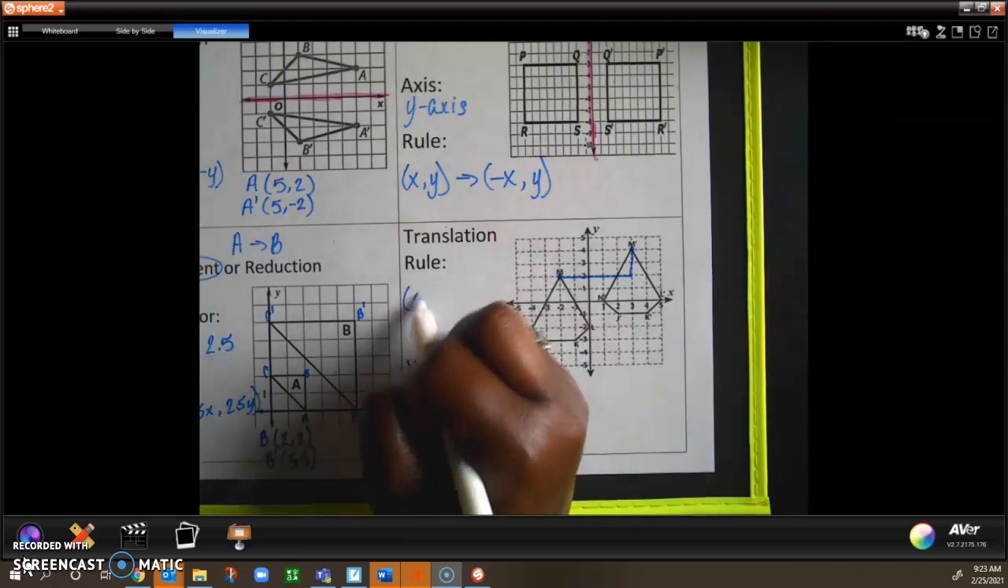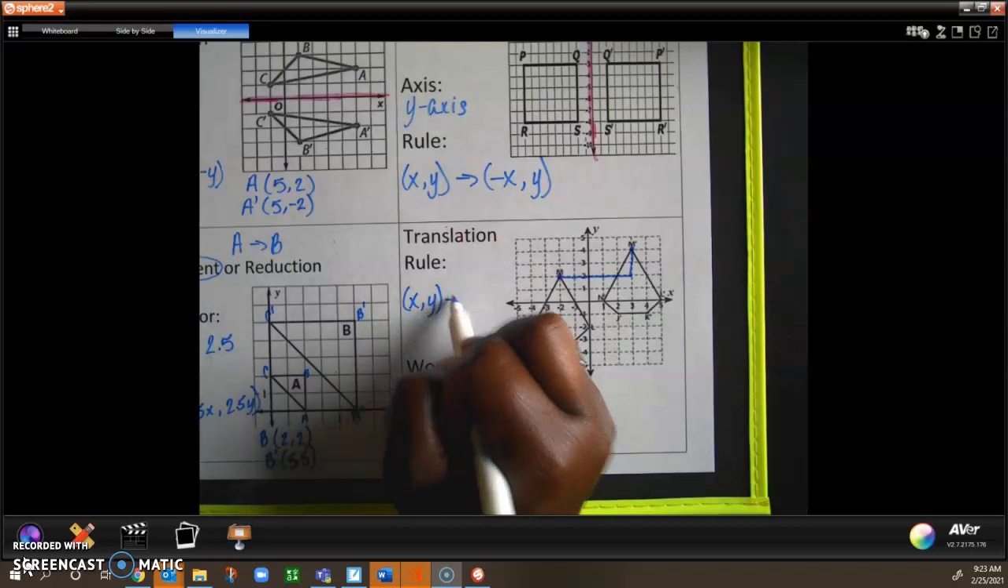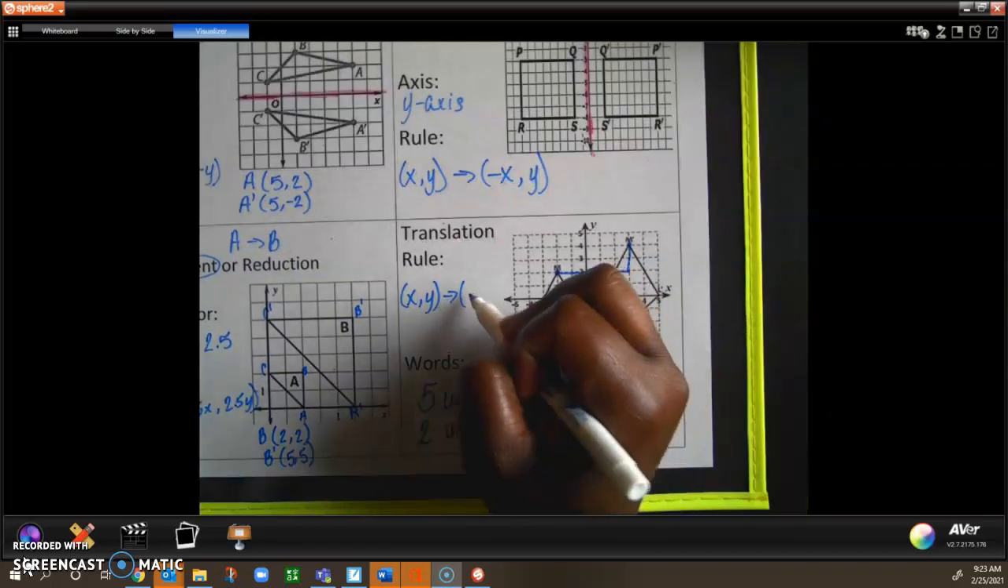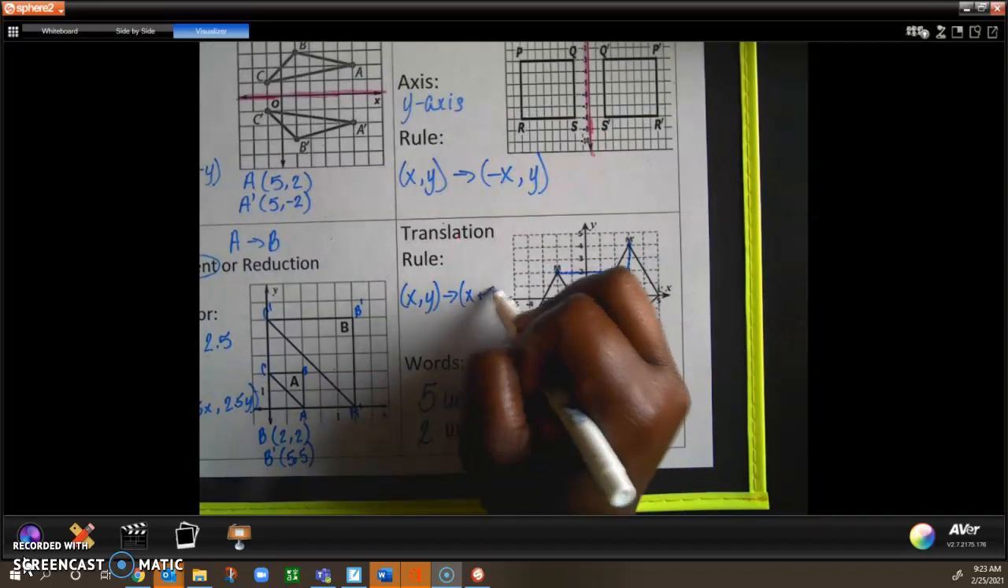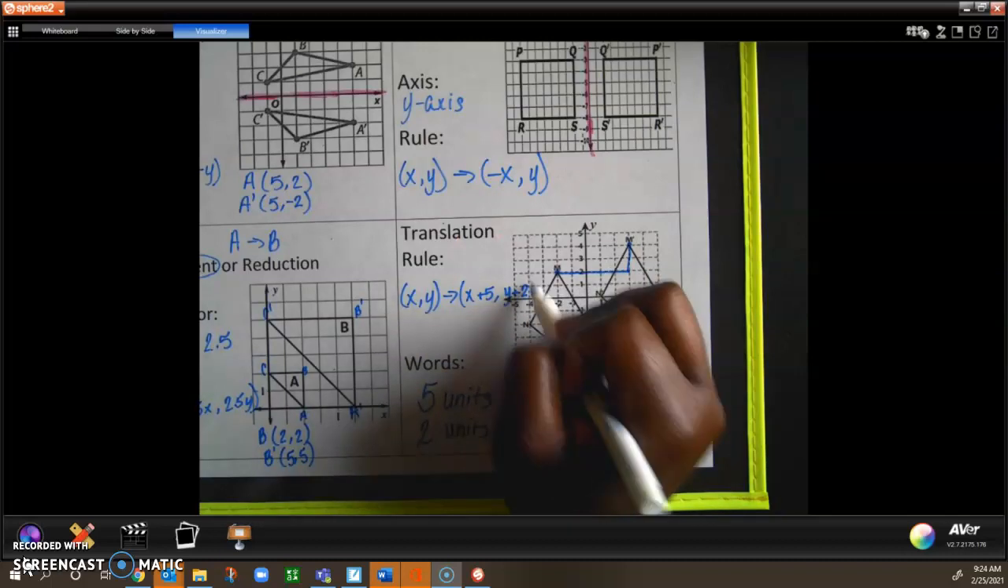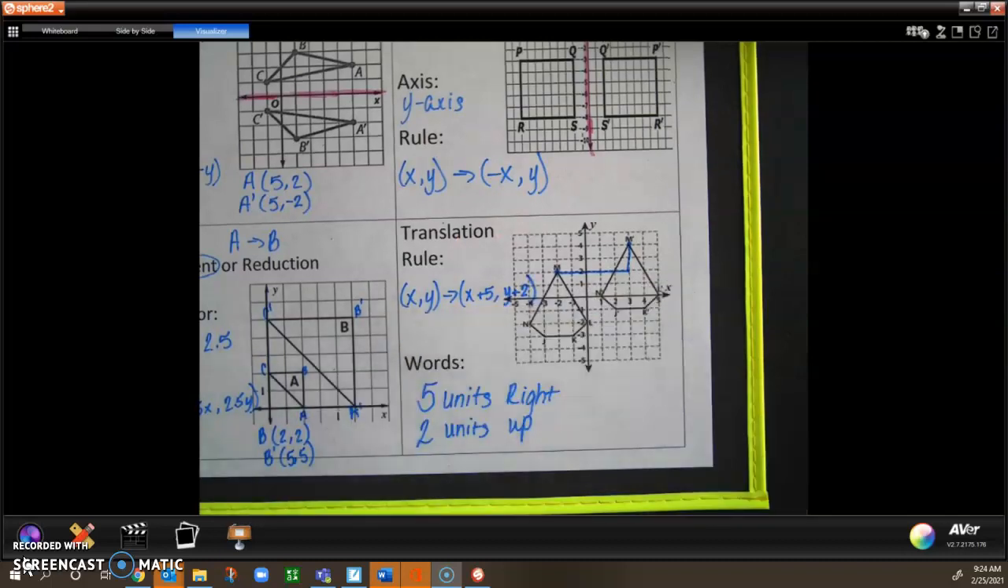So here, when we write our algebraic notation, if I went 5 units right, that's affecting my x-axis, and I am adding. And if I go 2 units up, that's affecting my y value, and I am adding. So (x + 5, y + 2).